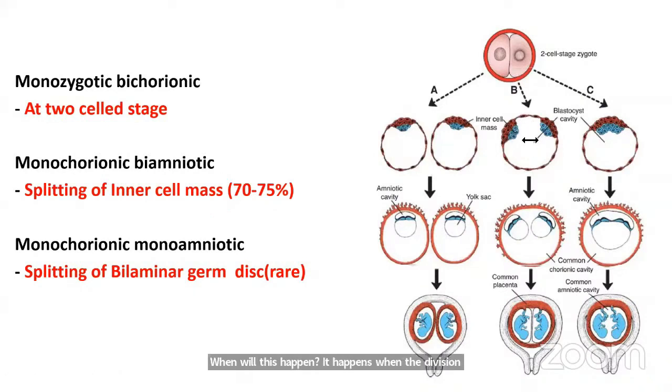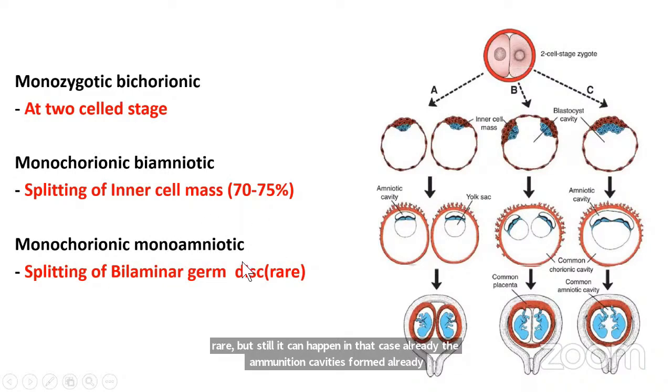If the inner cell mass is dividing, it means the placenta is already formed with one single chorionic cavity, but the remaining part will form the amniotic cavity. So there will be two amniotic cavities, but outer to it, you have one single chorionic cavity. And the third variety happens after the formation of the bilaminar germ disc. It is usually rare, but still it can happen. In that case, already the amniotic cavity is formed, already the chorionic cavity is formed, and the division happens within.